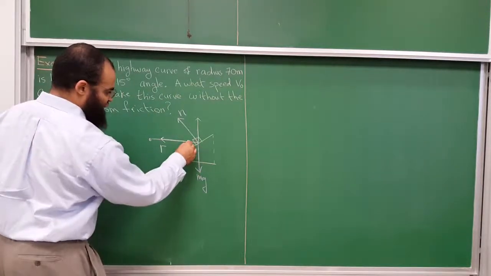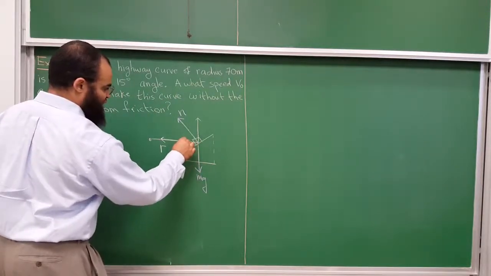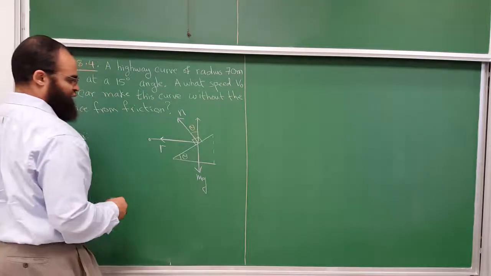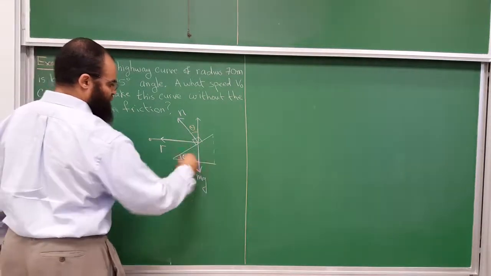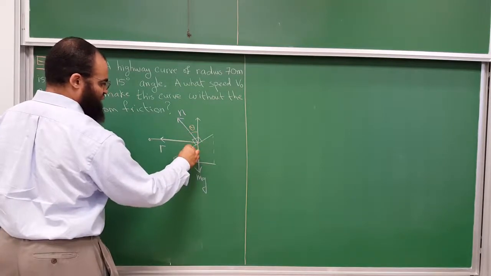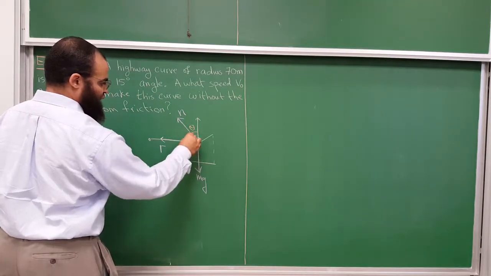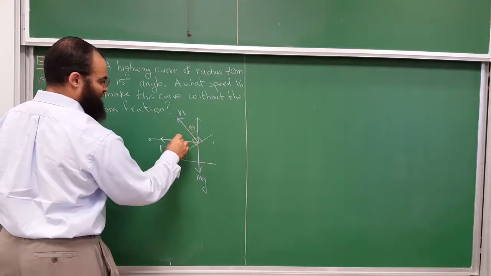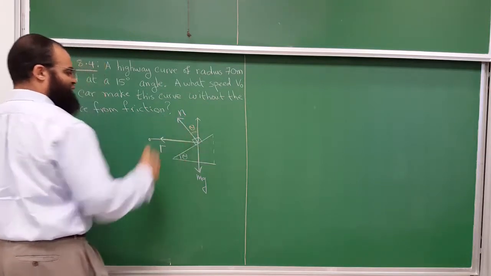So if this is theta, this is 90 minus theta, and so this is theta also. So this is theta, right? Those are two parallel lines, so this is theta. And these make a 90-degree angle, so this is 90 minus theta. And these two make a 90-degree angle, so this is complementary to that, so it has to be theta.